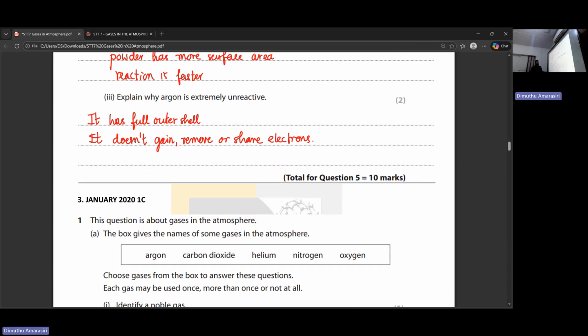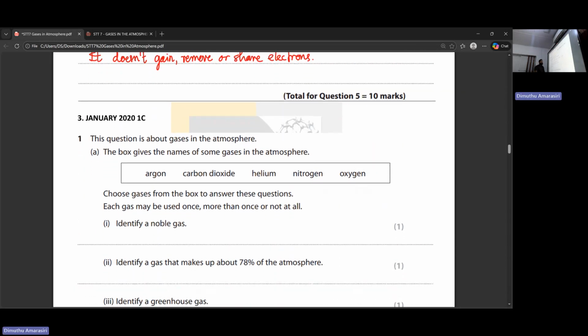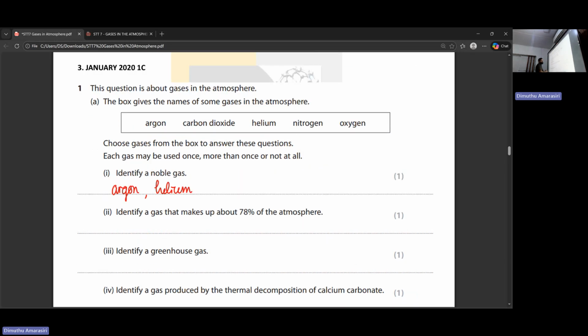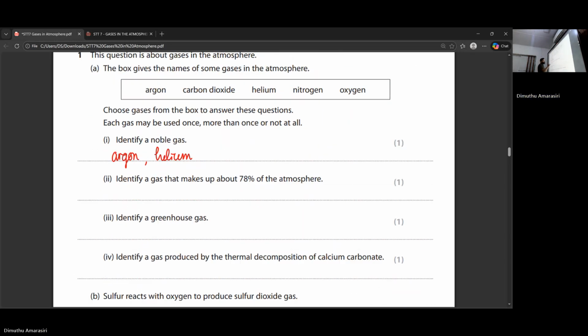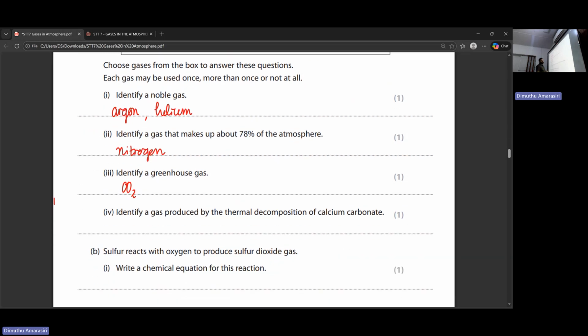Right, next one. Identify the noble gas: helium. Each gas may be used once or more than once. So you have argon and also you have helium. It's a noble gas. Identify the gas that makes up 78%: nitrogen. Identify a greenhouse gas: you know it, carbon dioxide. Identify the gas produced by thermal decomposition of calcium carbonate, again carbon dioxide.